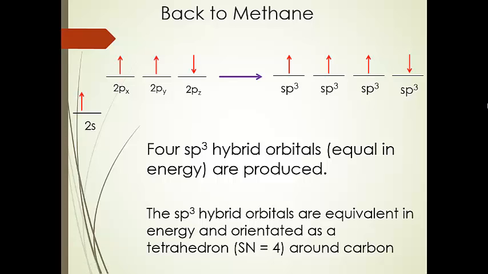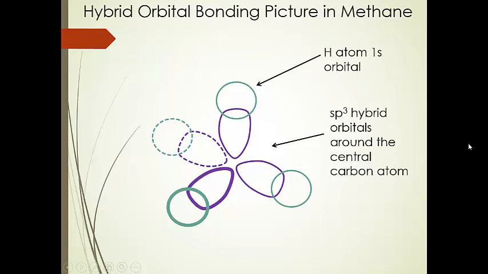Okay, and all of these hybrid orbitals are equal in energy, and they are oriented as a tetrahedron around carbon. So the steric number is 4. Okay, and so here is a picture of the bonding in methane. Okay, so here are all 4 of the sp3 hybrids. Sorry, I think I said 3.